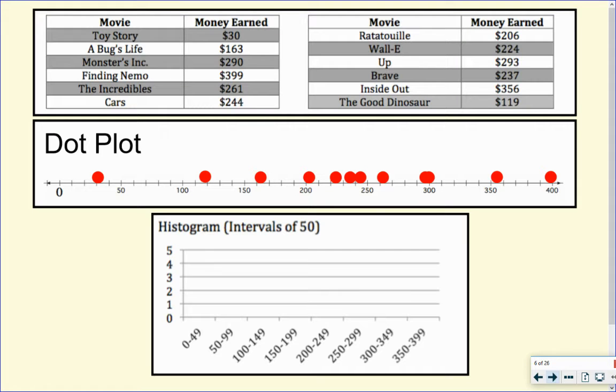And so what I'm going to do is I'm going to take that same data that I just had, and I'm going to combine it into intervals of 50. So I'm going to look for movies that are between 0 and 49 million. Well, the only one I have is Toy Story. Now, I like to go up to here, but you can also look right here on the dot plot. Okay, so there is one movie, and so I'm going to go right here and make that little box there.